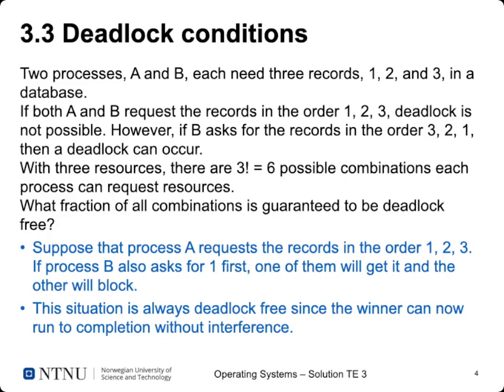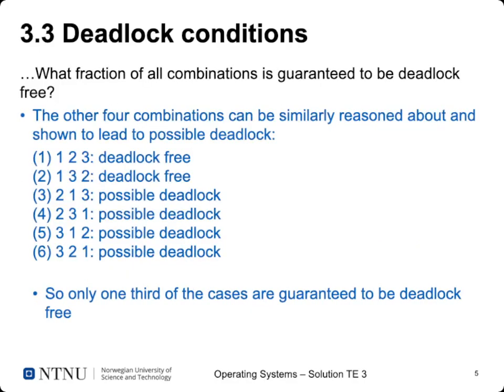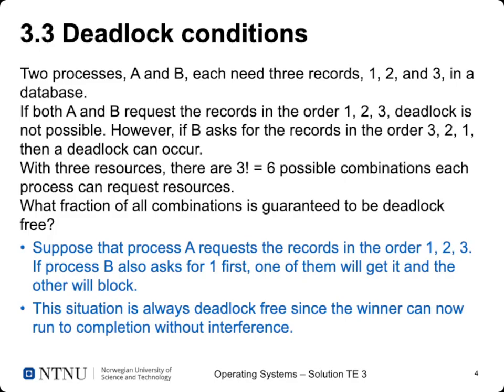And we had a bit more of deadlock questions here. We had something regarding databases, but it's also just parts of files. So we have two processes, A and B, and each of those need three records, numbered 1, 2, and 3 of a database. And of course, we have exclusive access to these records. That's what we assume. And if both A and B request the records in the order 1, 2, and 3, then deadlock is not possible. But if B, for example, uses a different order, like 3, 2, 1, then a deadlock can occur.